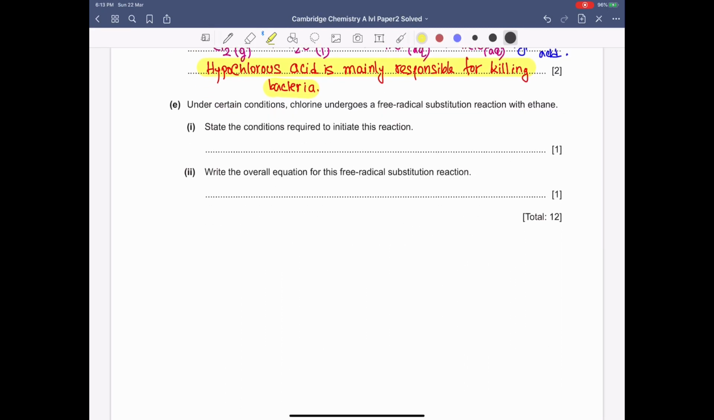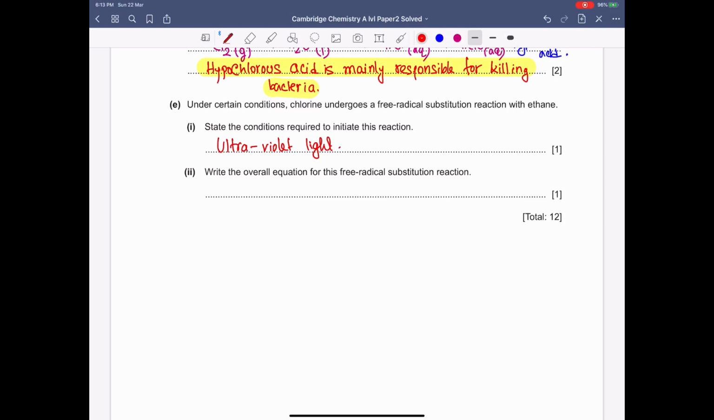Under certain conditions, chlorine undergoes a free radical substitution reaction with ethane. State the condition required to initiate this reaction. So this is a free radical substitution. Free radical substitution requires ultraviolet light.